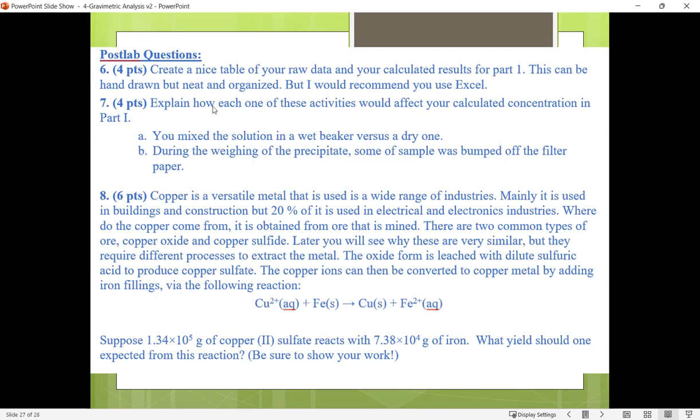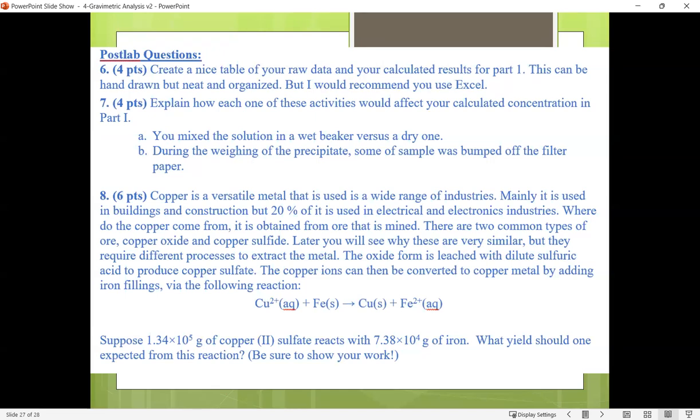Number 6, create a nice table of your data. You have a bunch of data. Usually this one is kind of the first one, can be a random kind of thing. We want you to organize your data and results into a nice table. You can do it hand-drawn or in Excel. But either way, we want you to think about submitting your raw data and your results. You can do it in one table or use multiple tables to give that.